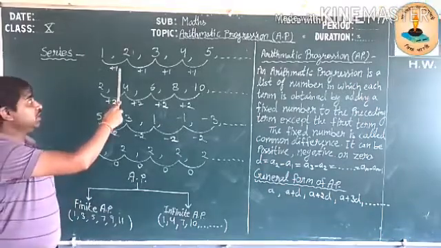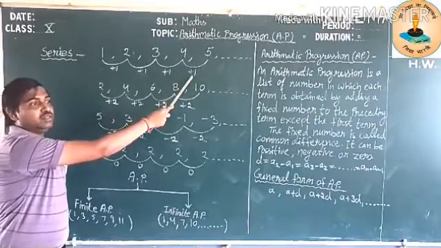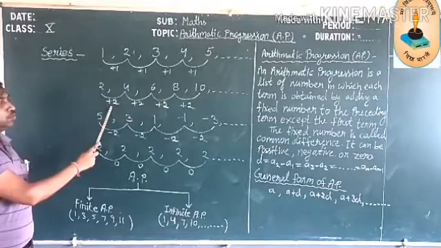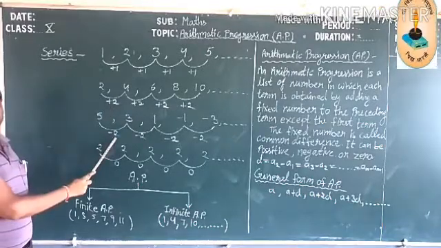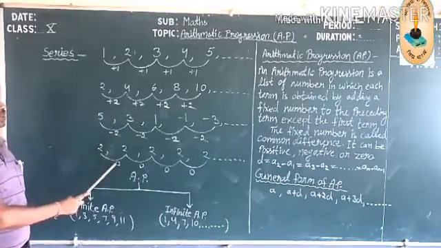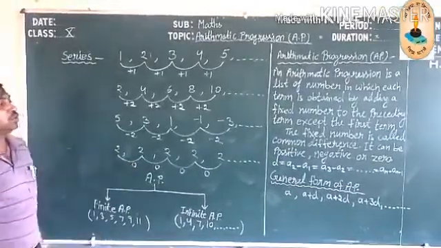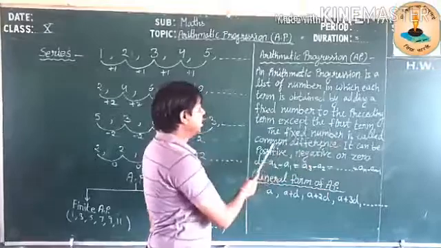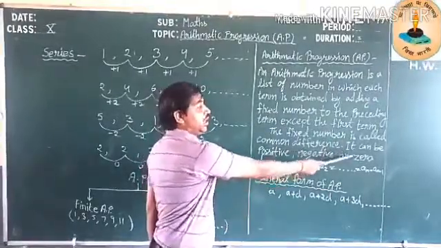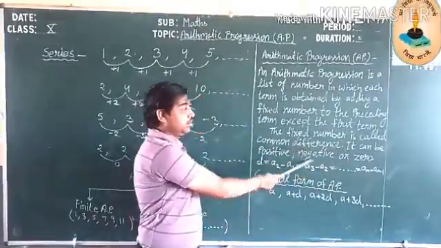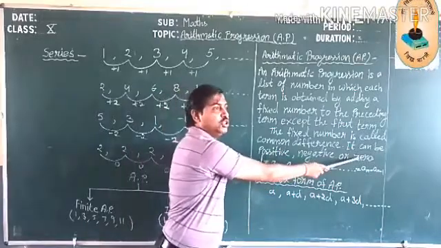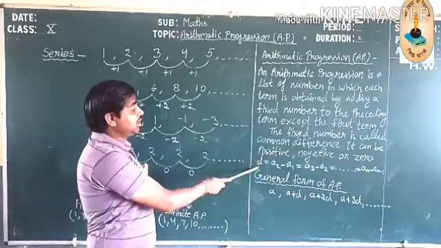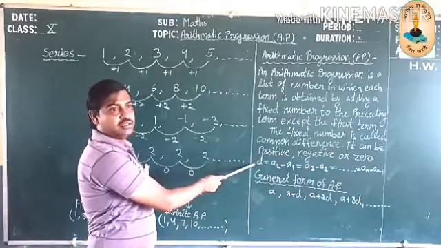In this example, the common difference is 1. Here, the common difference is 2. Here, common difference is -2. And here, common difference is 0. So, we can say that the fixed number is called common difference. It can be positive, negative or 0. This common difference is represented by the letter D.